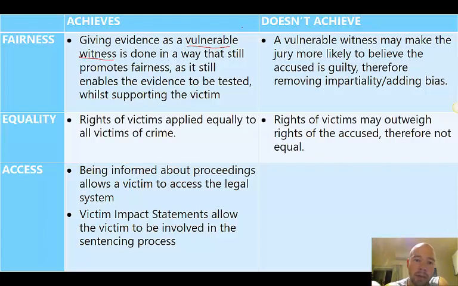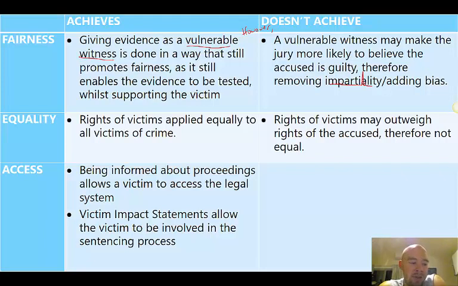However, it's a really good linking word to remember for when we eventually evaluate. However, a vulnerable witness may make the jury more likely to believe the accused is guilty, therefore removing impartiality or adding bias. Okay, and we know impartiality is the key to fairness.